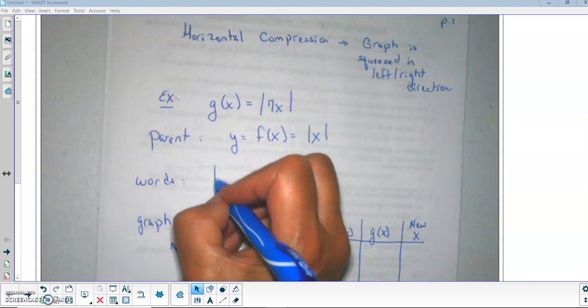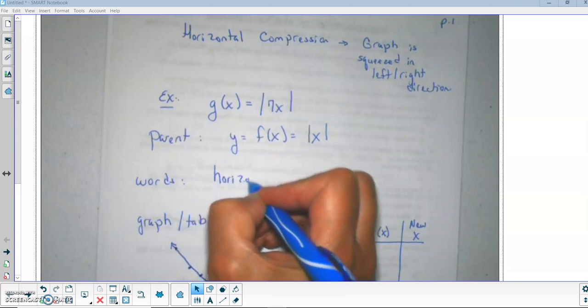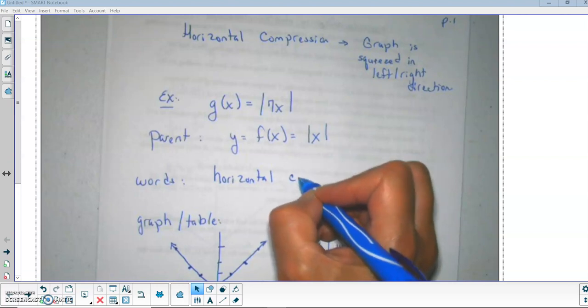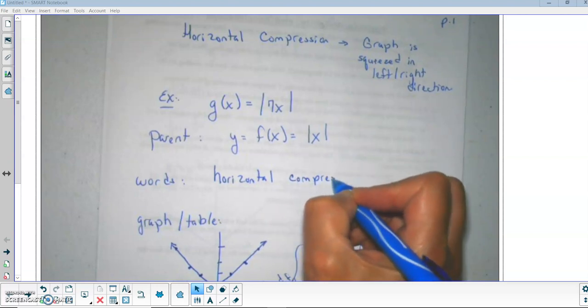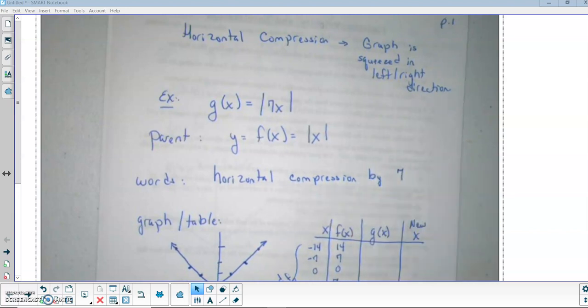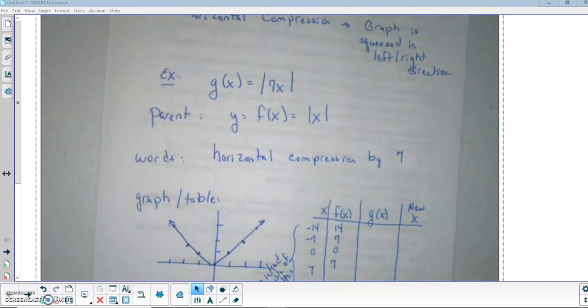So we have a horizontal compression. We have to indicate in which direction, horizontal or vertical, and the type, compression. And then by how much? By 7. Sometimes people will call it a horizontal stretch by 1/7, but either way it's correct.